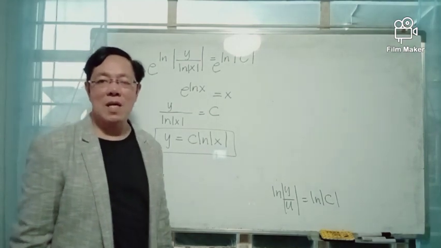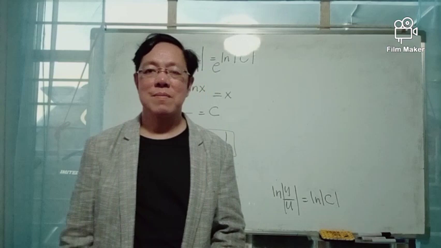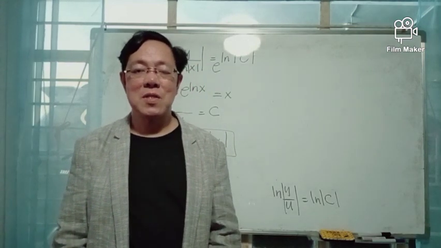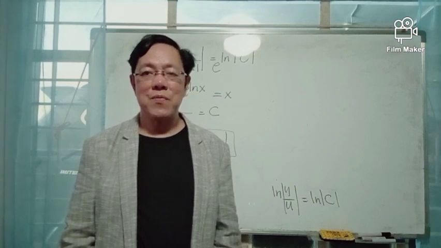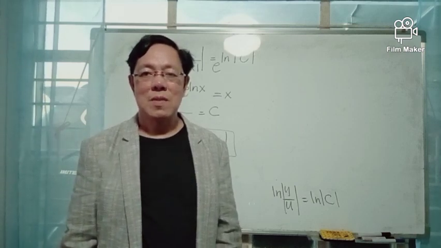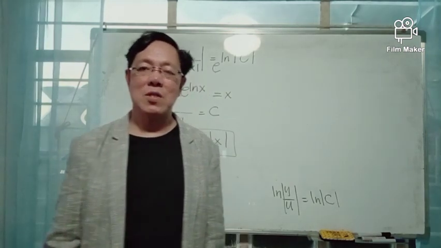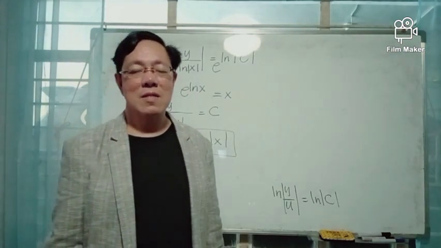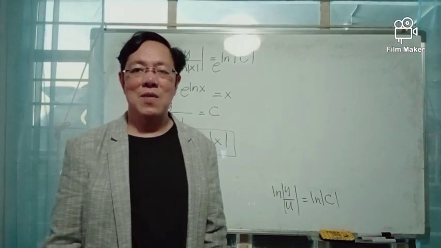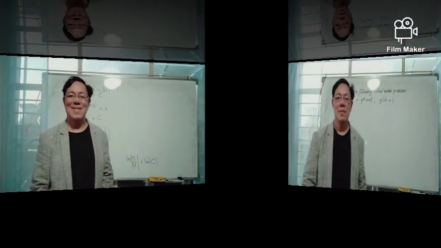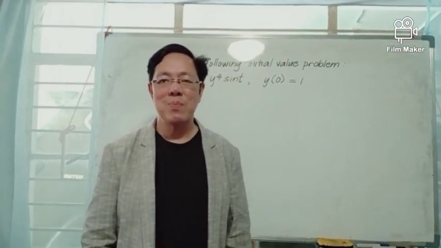Now we will take an example where there are initial conditions given. When initial conditions are given, we are looking for a particular solution. A particular solution is a solution of the given differential equation that satisfies the initial conditions given. For our third example, consider the following problem.